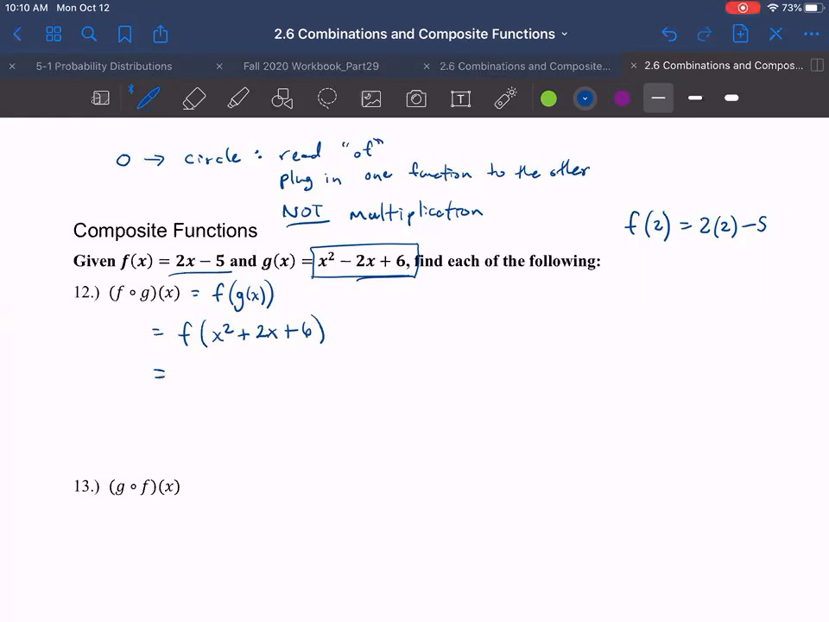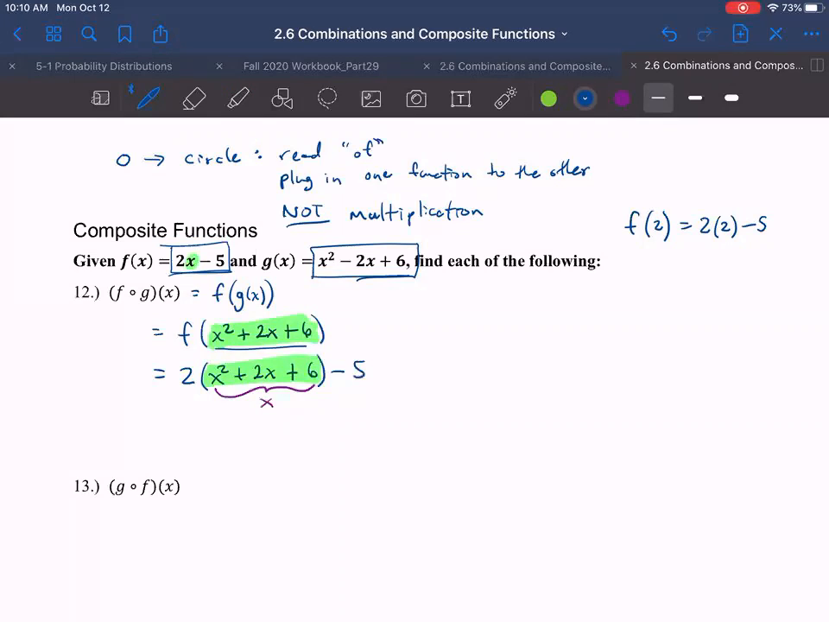Now we go back to our f of x function over here, and it's 2, and then instead of x, we're going to write x squared plus 2x plus 6, and then our minus 5. So essentially, this x right here, we're replacing with this, which came from g of x. This part is x, so it's 2x minus 5. We substituted it in right there.